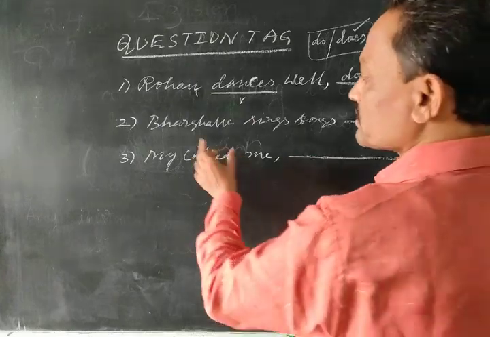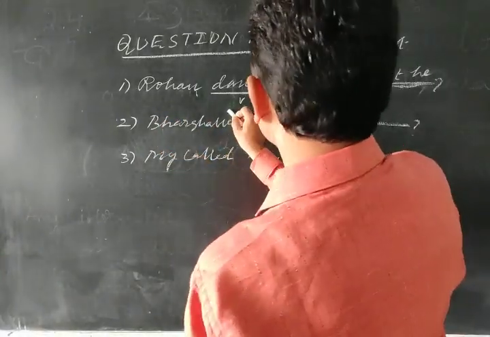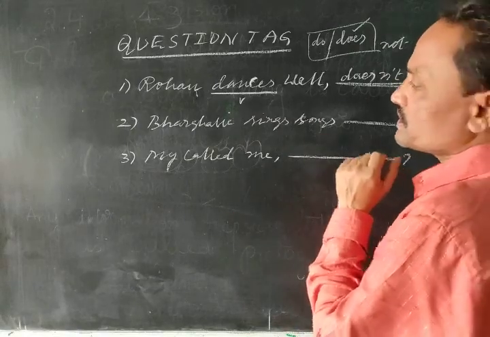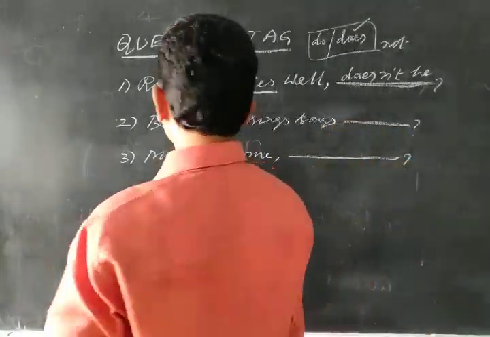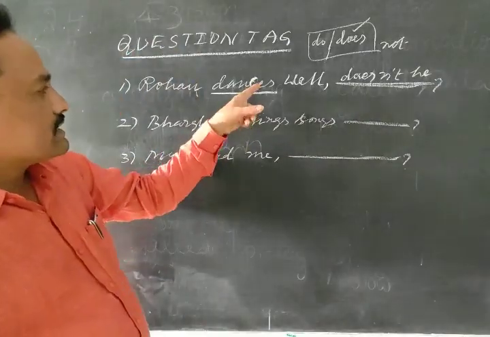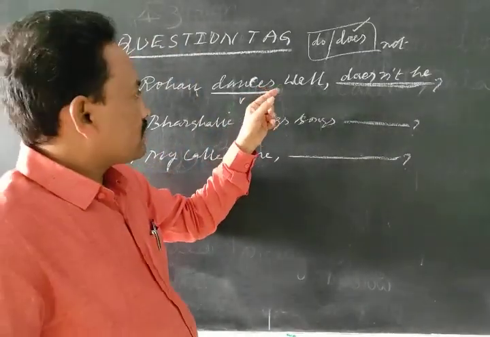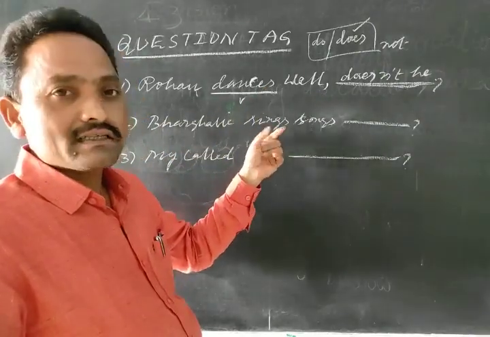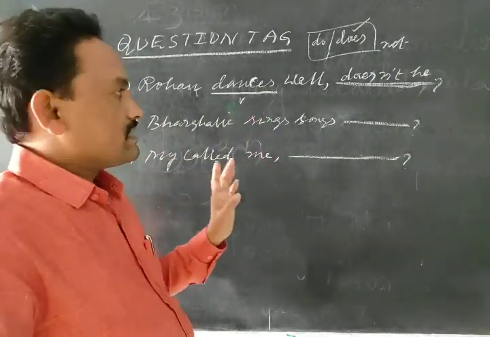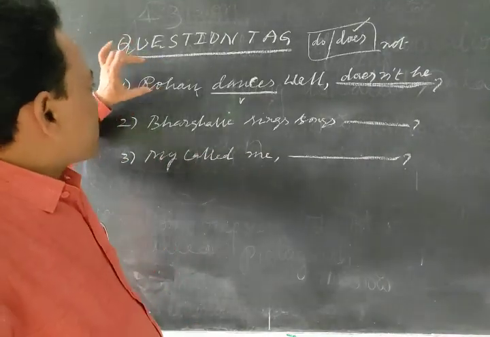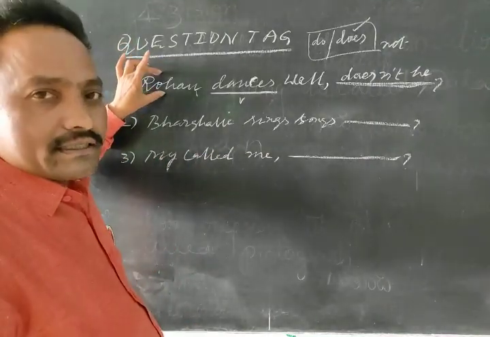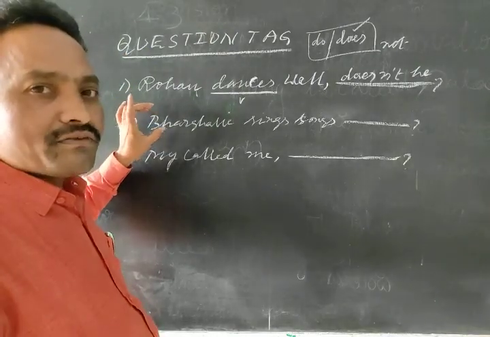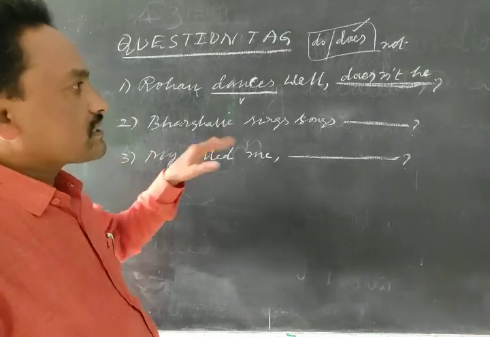Now coming to the second one. Bhargavi sings songs. Here is the only difference between these two sentences. Here dances is a verb in the third person, and in the second one sings is also a verb in simple present tense. But what is the difference here? In the first sentence Rohan is the name of a man. In the second sentence Bhargavi is the name of a woman. Only this changes, the rest remains as it is.